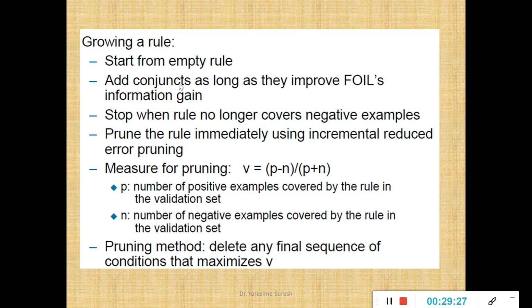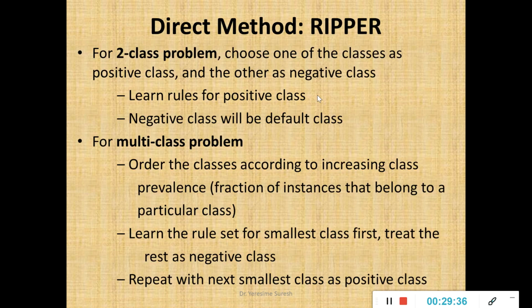Now how is the process of Ripper method working? We'll see. The first one is growing a rule. Fine, there are 3 categories or 3 steps in case of your Ripper method.